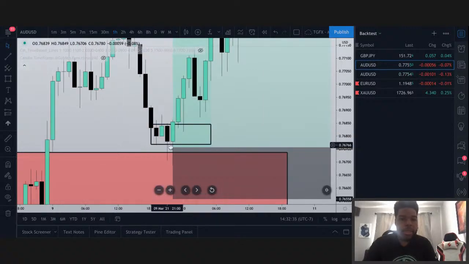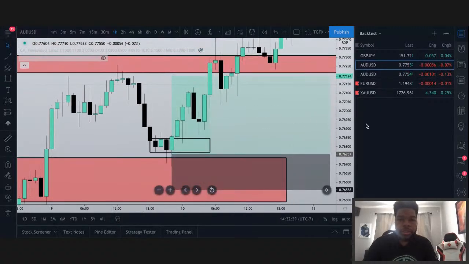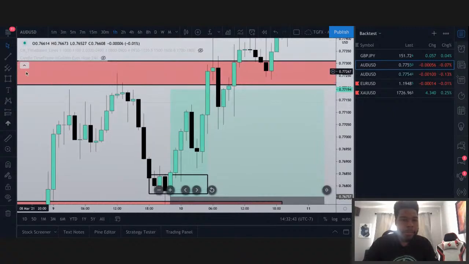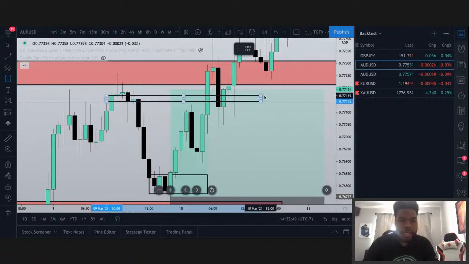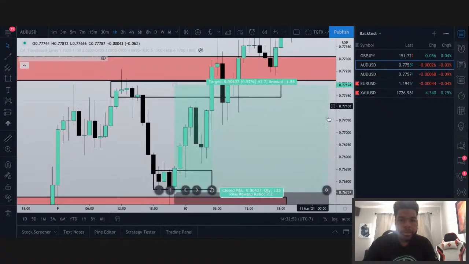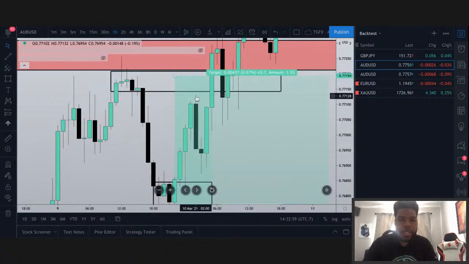Okay, so what happens when price breaks out of it? We're looking for price to find a new level of supply. Remember, when price is moving sideways, that indicates consolidation. Okay, where does price retest before rejecting?